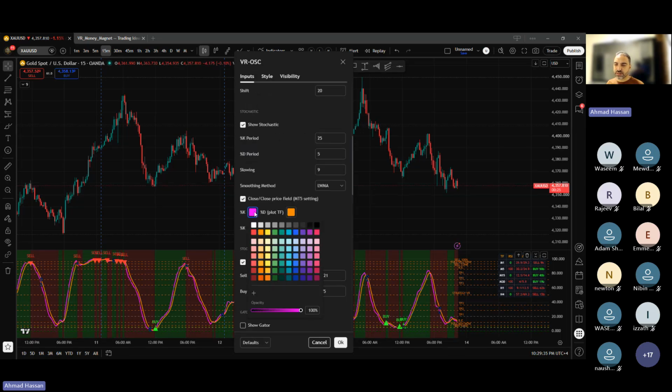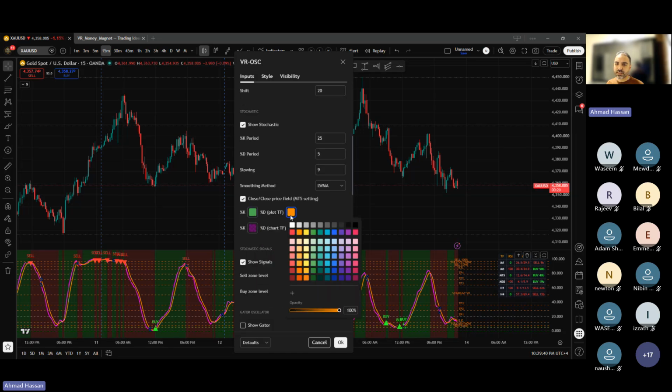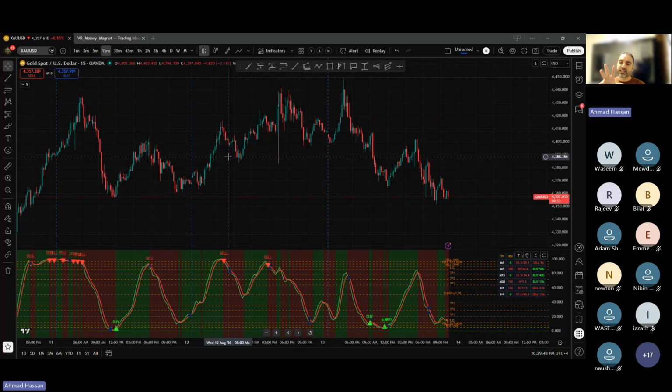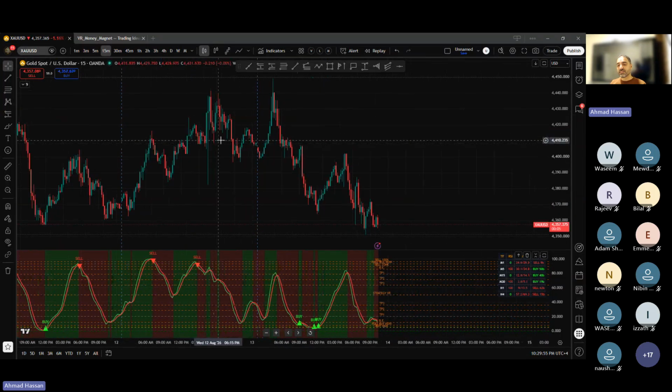You can use green color for the buy side, and red color for the sell side. Whichever side you are okay with, you can utilize. Now, how to use this indicator, especially I'm talking about this indicator. This is one of my favorite indicators, and it will tell you where the market is reversing and where the market is going to go.